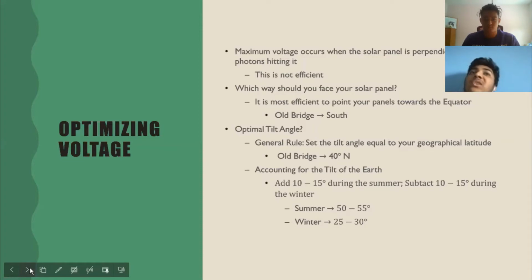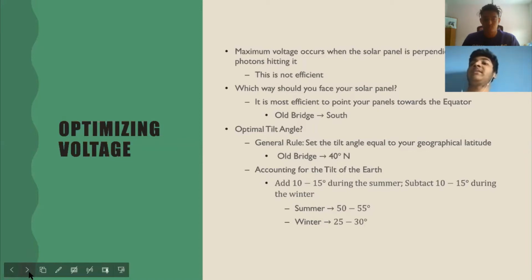Next thing we want to know is how much would you tilt it? Well, obviously, you could put it on a motor and have it tilt throughout the day, but most people can't afford that or can't do that. It doesn't make any sense. So the general rule is to set the angle equal to your geographical latitude. In Old Bridge, that's 40 degrees north. So you would set your solar panel to 40 degrees. This will capture the most sunlight throughout the year.